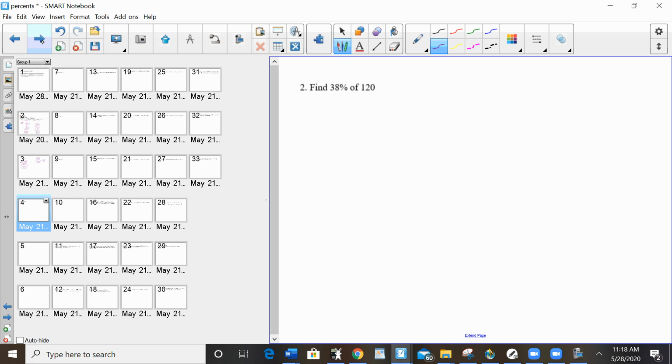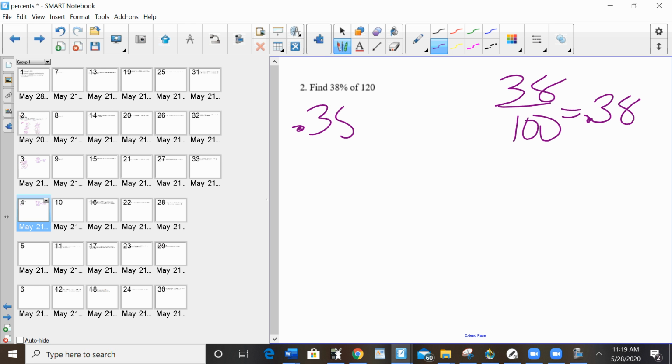For percents, convert the percent to a decimal by dividing by 100 or moving it 2 places to the left. I'd say at this point for SAT, you're going to want to be able to do it by moving it 2 places to the left. Multiply by the whole. Use your calculator if you need to. 0.38 times 120 is 45.6.